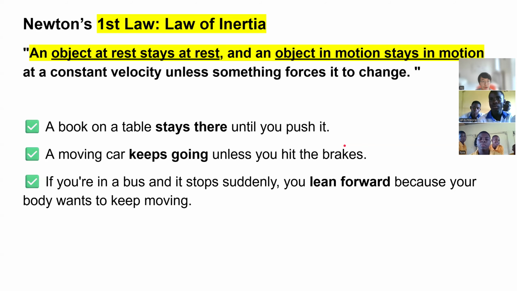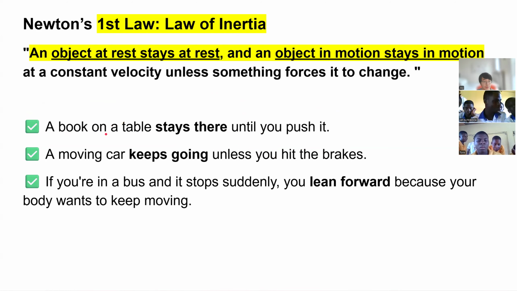First law of Newton. The first law is the law of inertia. An object at rest stays at rest, and an object in motion stays in motion at a constant velocity unless something forces it to change. For example, a book on a table stays there until you push it.